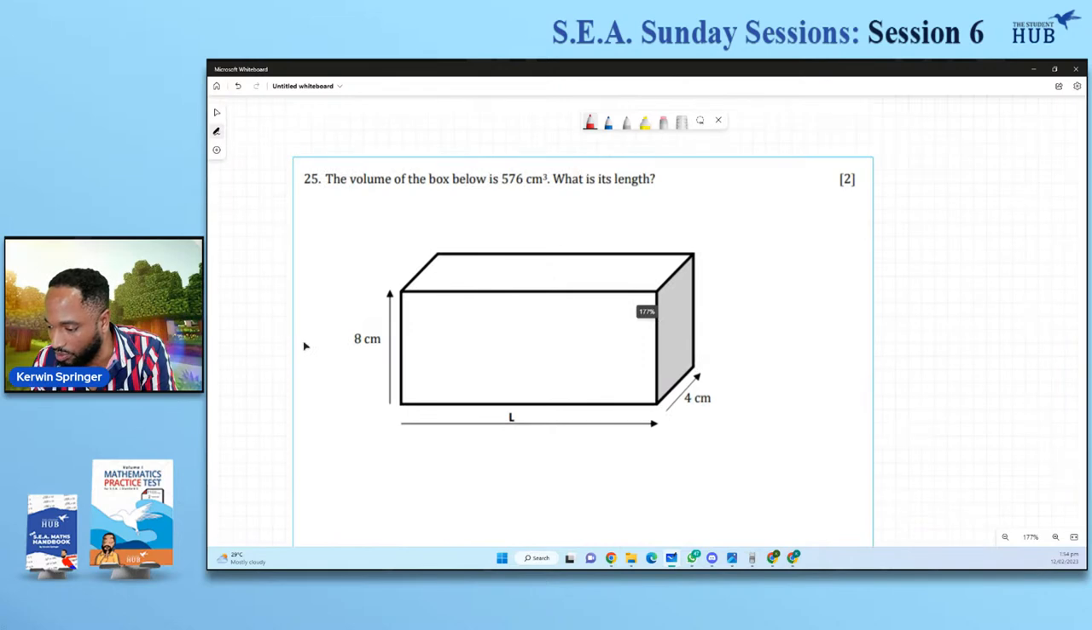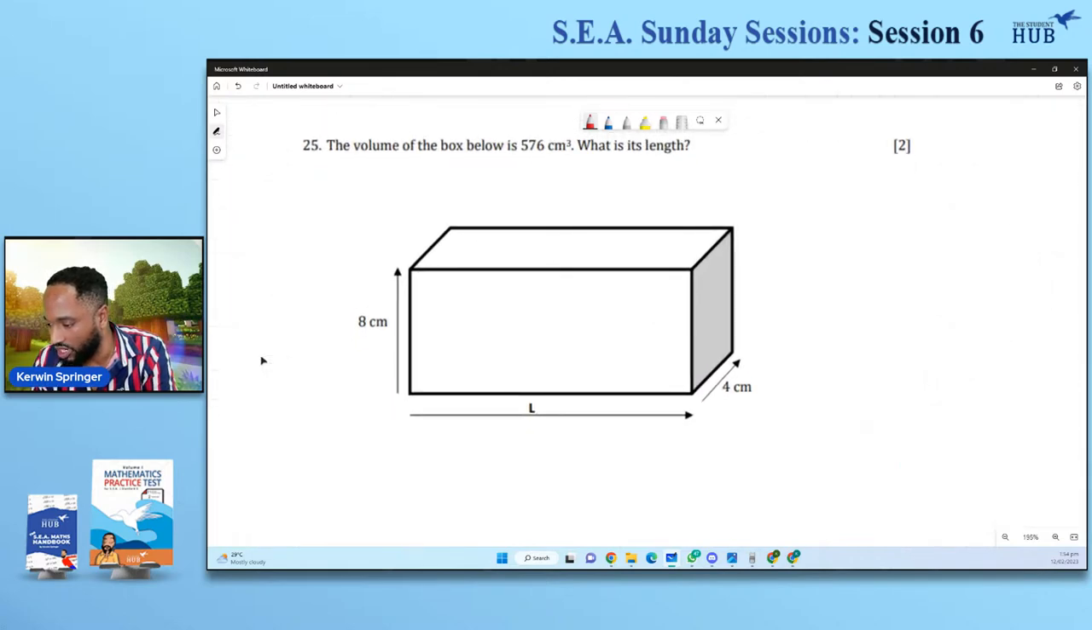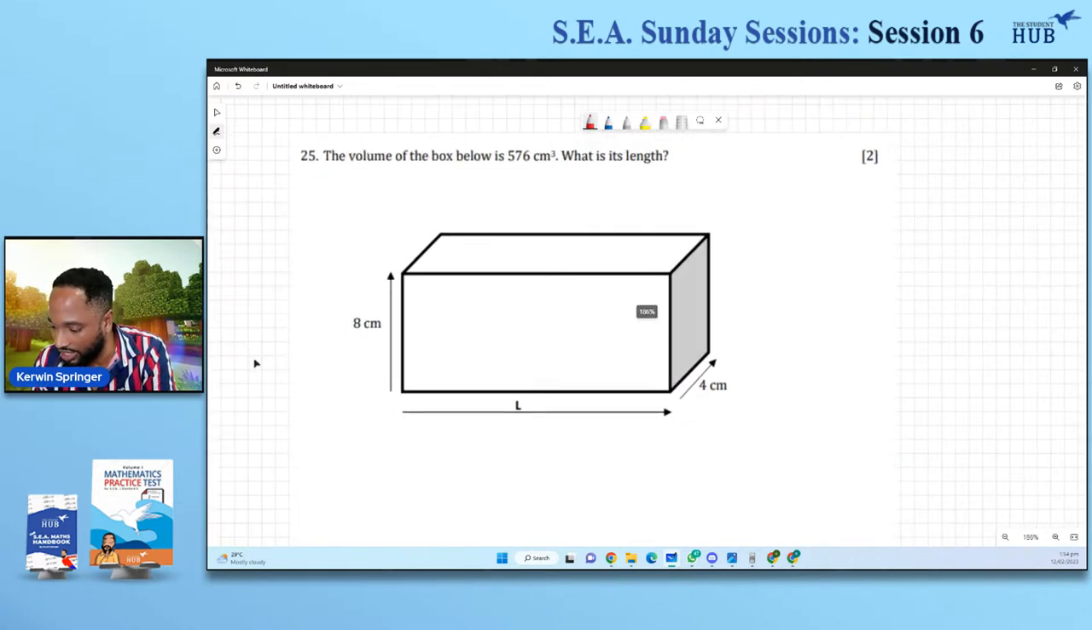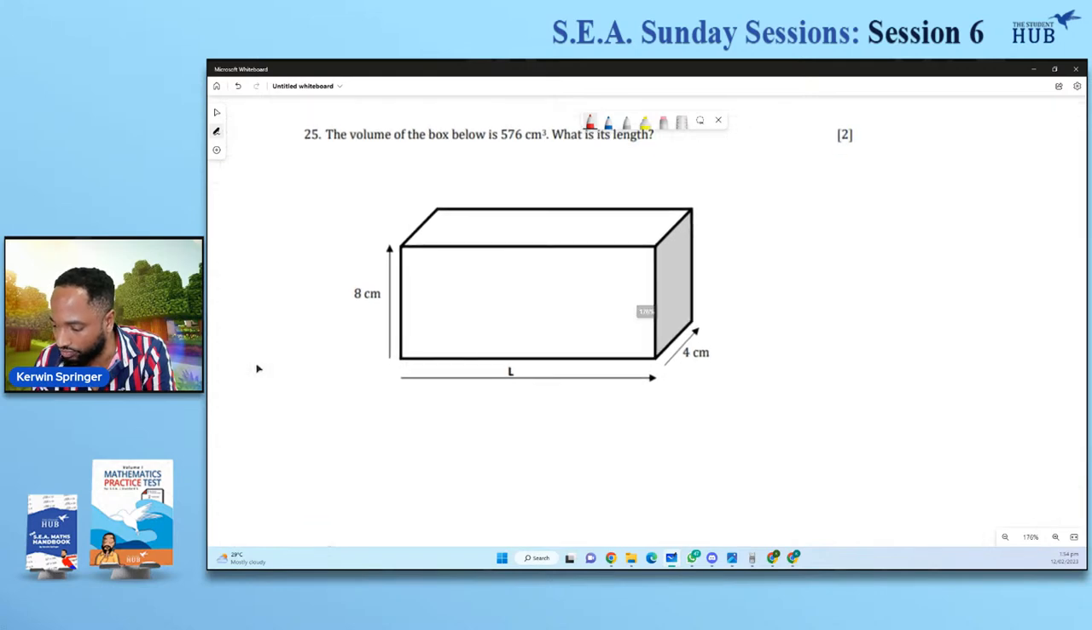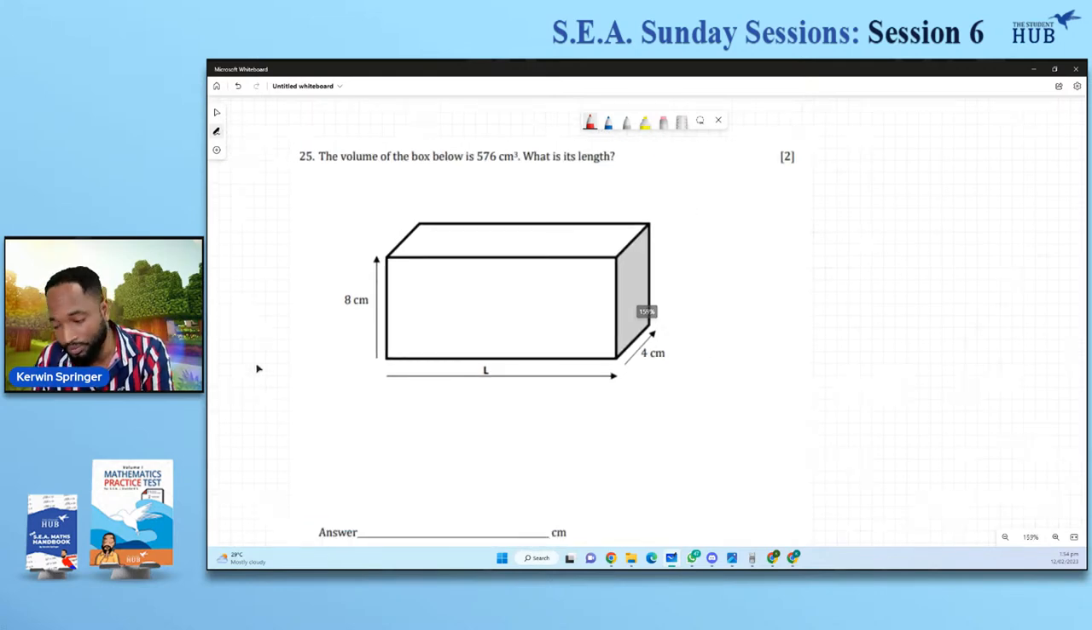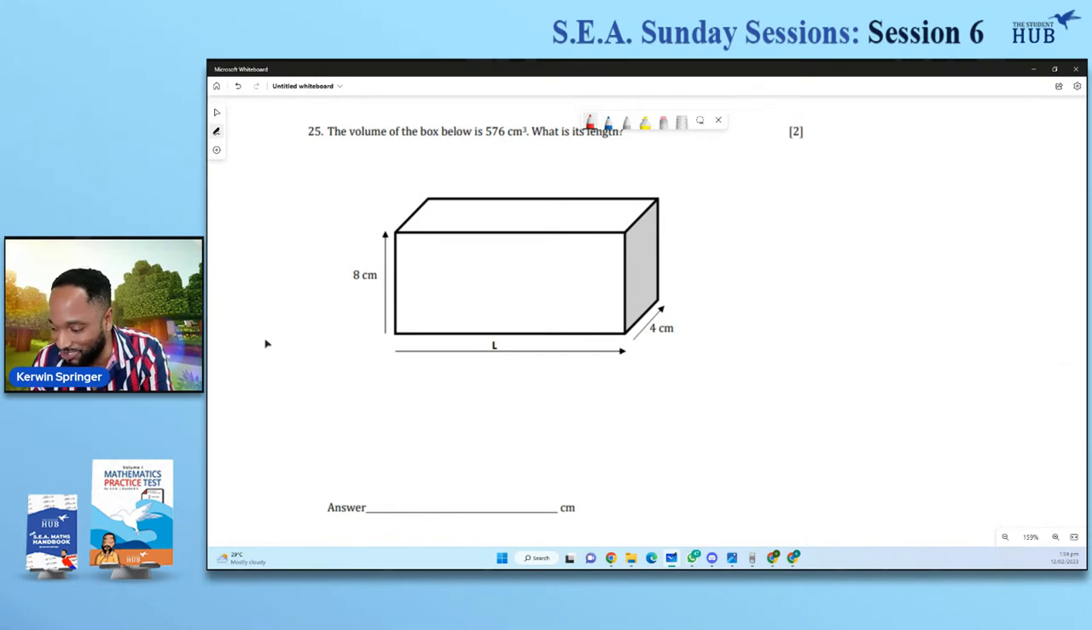Question 25. The volume of the box below is 576 cm cubed. What is the length? So how do we do this? Well, we know the area of one face because we know the height is 8 and 8 across. So we know that one face is 32 cm squared. So to find the length that this face is dragged through, we just need to divide.